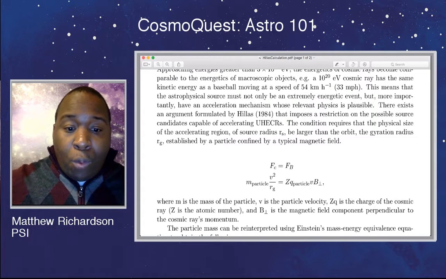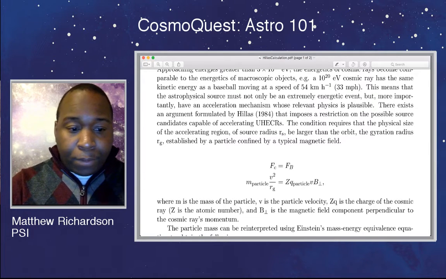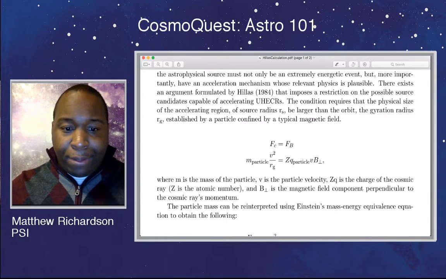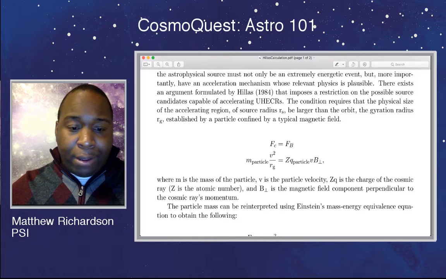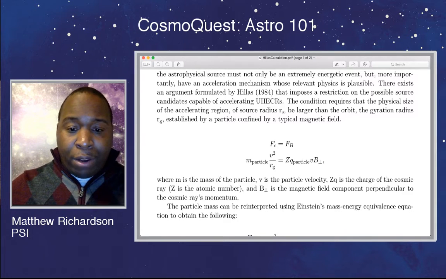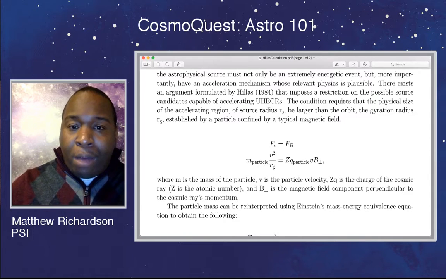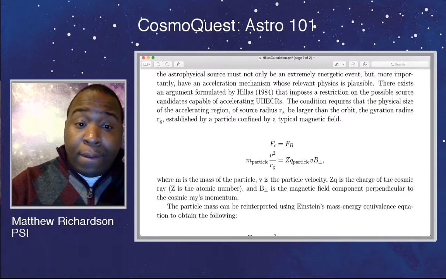And so with this equation, I've basically explained what the information underneath the equation is, what those variables mean. But with this equation, you now have all the information that you need, for the most part, to go ahead and establish what the Hillas Criterion is.